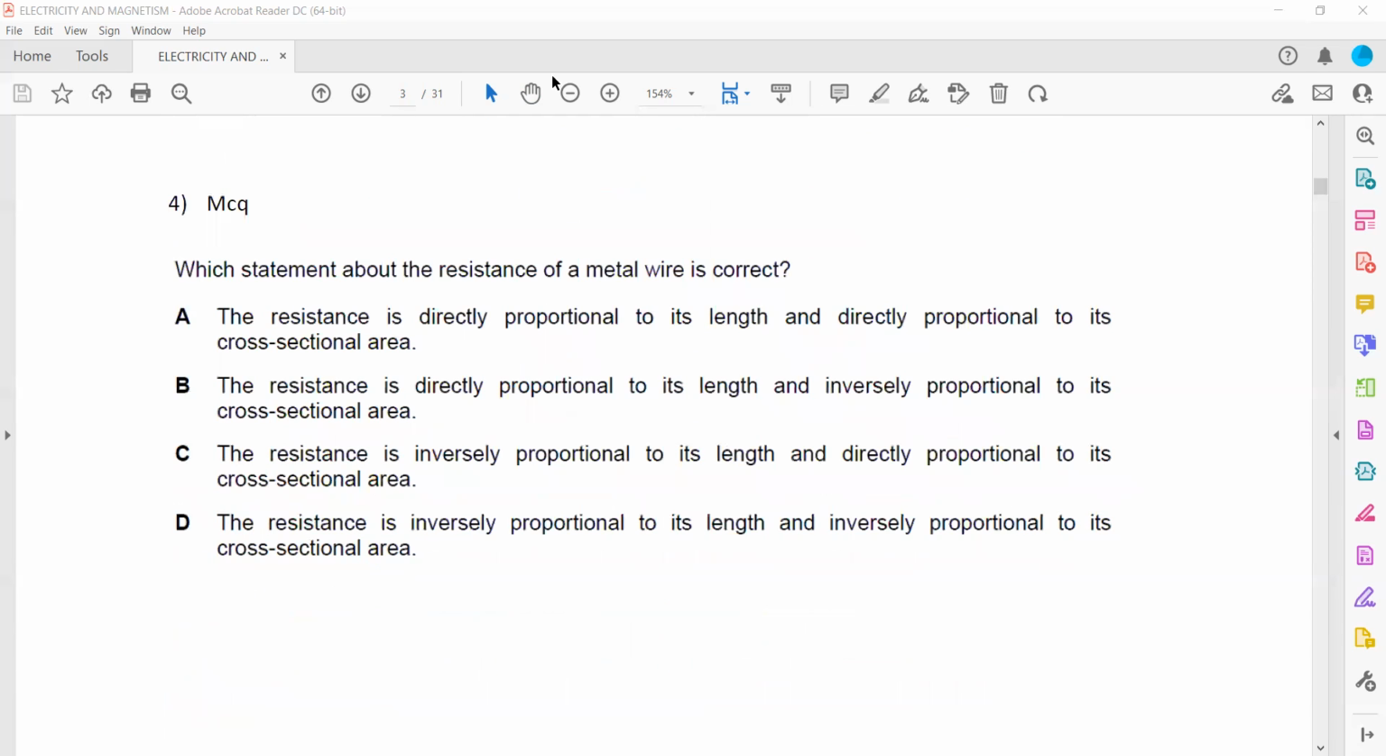In question 4, which statement about the resistance of a metal wire is correct? Resistance of a metal wire is directly proportional to length, so longer wires have higher resistance than shorter wires. Resistance is inversely proportional to cross-sectional area, so thinner wires have higher resistance than thicker wires.